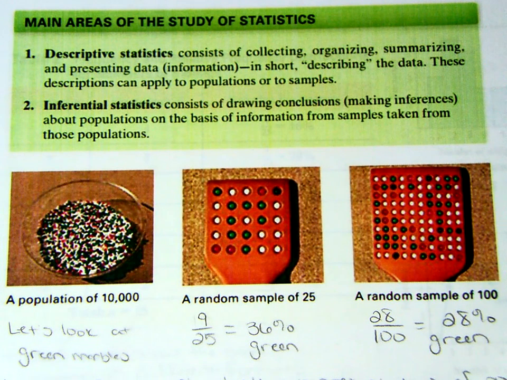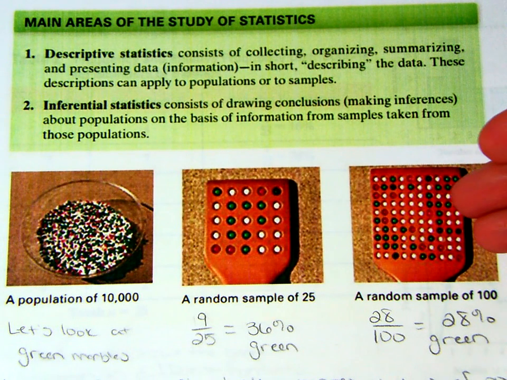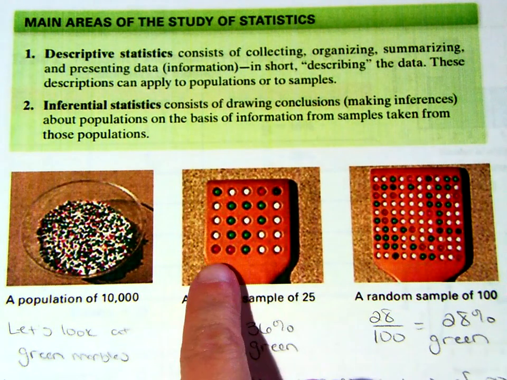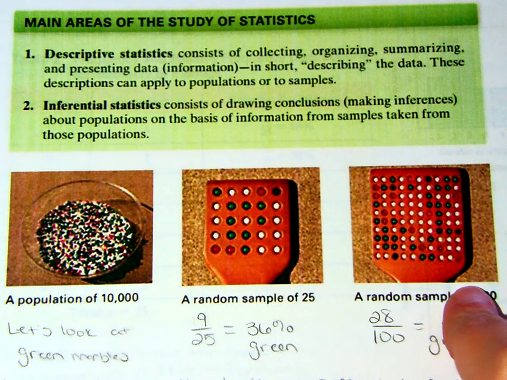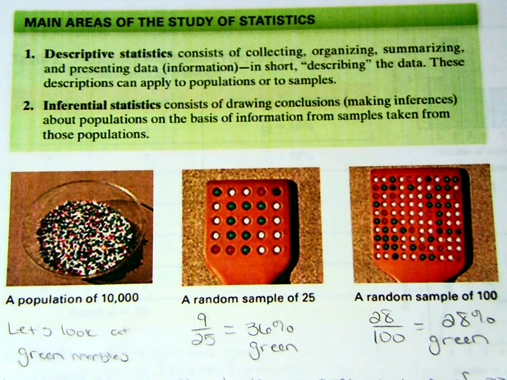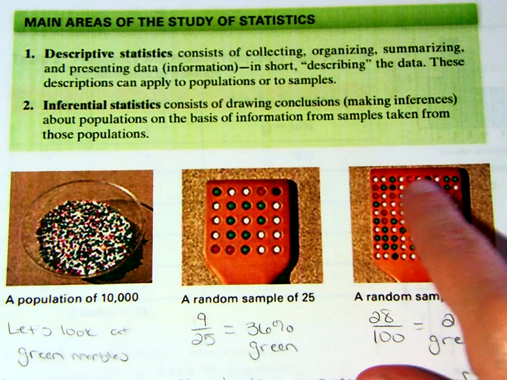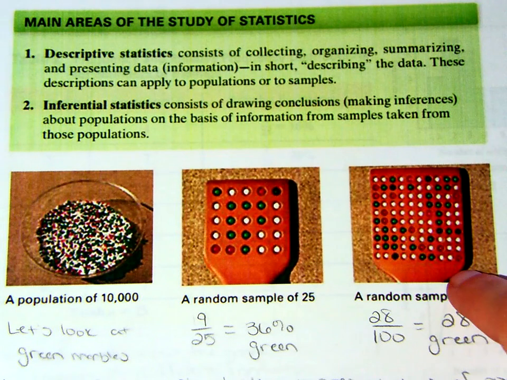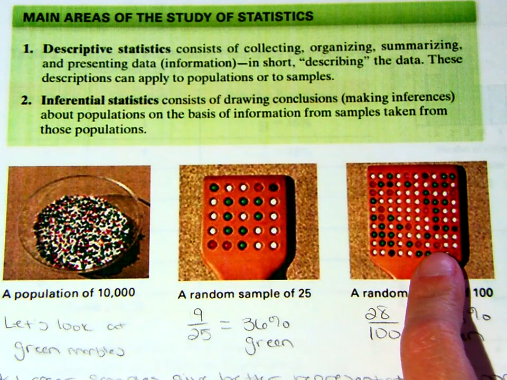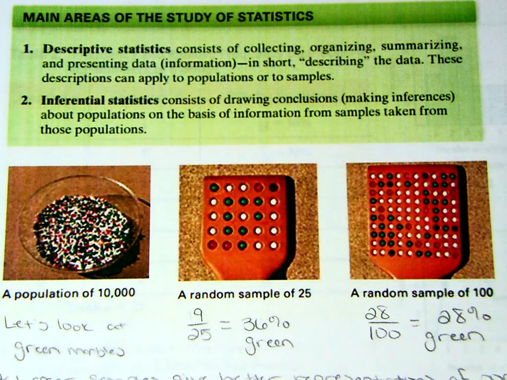The larger the sample size, the more accurate your inferences or your descriptive statistics will end up being. So even if we move over to the next paddle, this next paddle has 100. So we just quadrupled the size of our random sample. If we were to count all of the green marbles here, we would have 28. Again, this is a random sampling. We just scooped out a bunch of marbles and filled up the board. But we would have 28 out of 100, which means 28% are green.